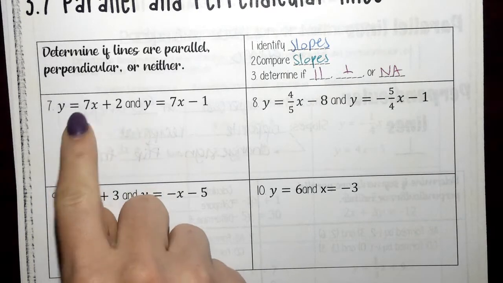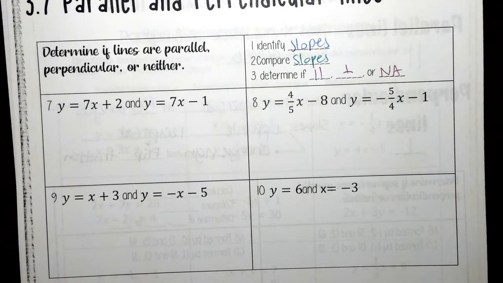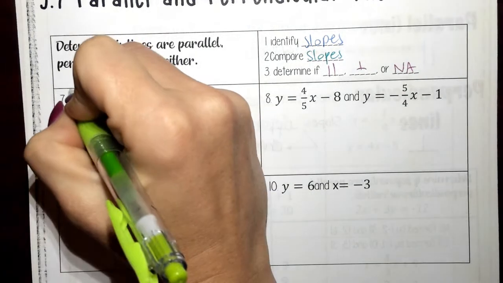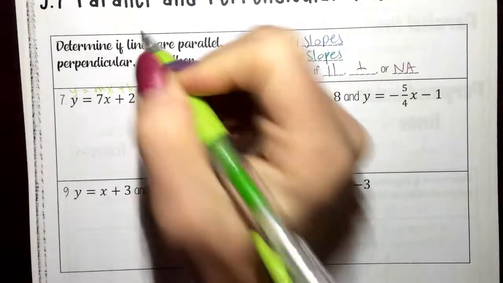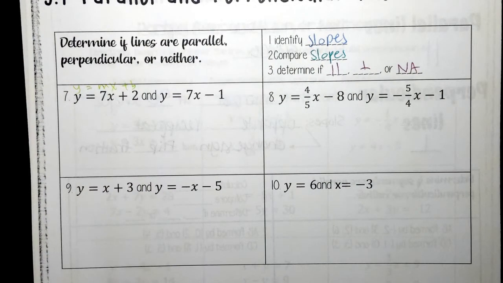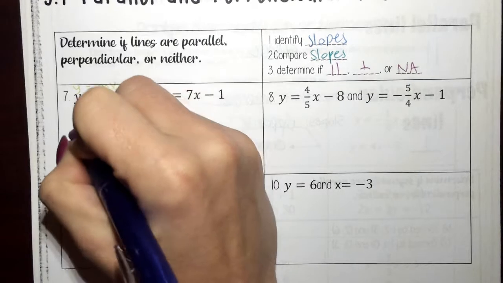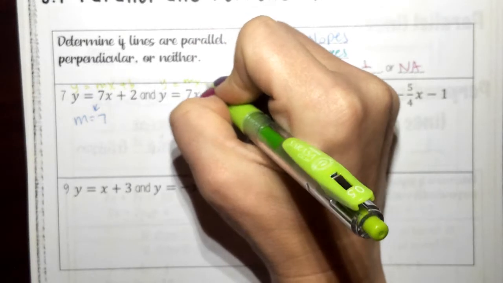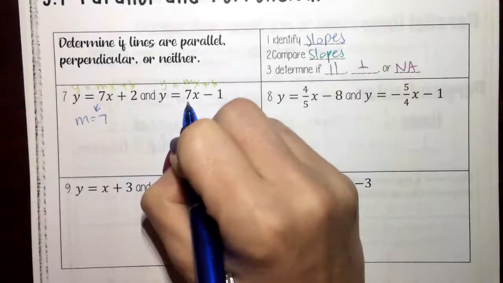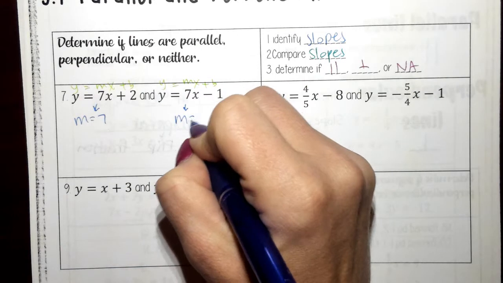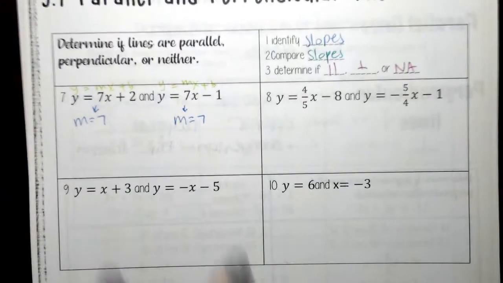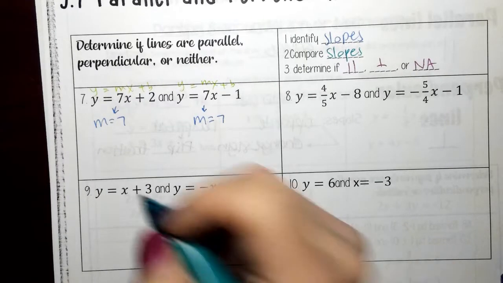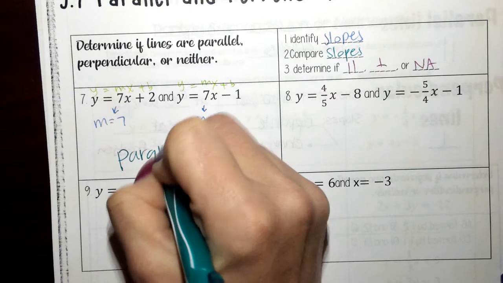So this is y equals 7x plus 2. That's in y equals mx plus b. Remember, m is my slope, so my slope here, m equals 7. This one as well is y equals mx plus b. Again, my m is my slope, so my m is 7. Comparing the slopes, they are the exact same, so these lines are parallel.